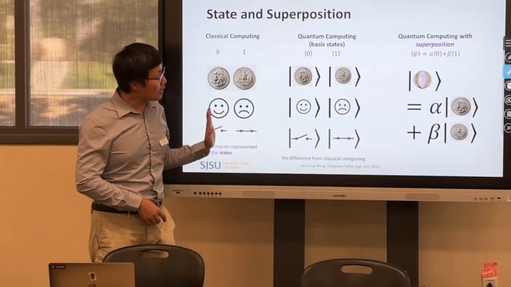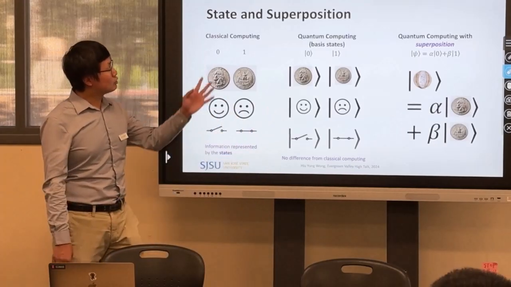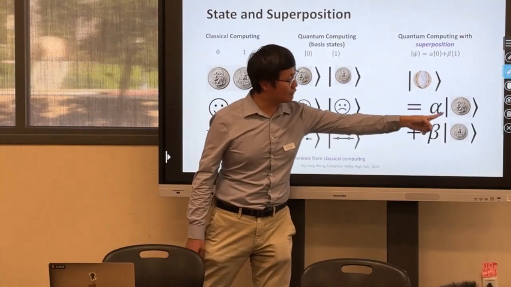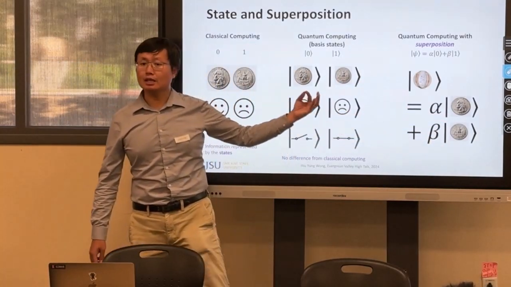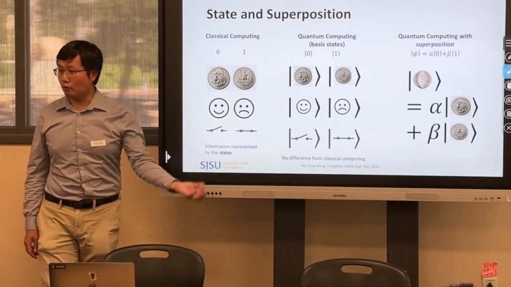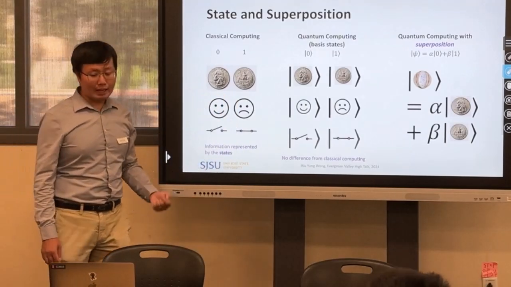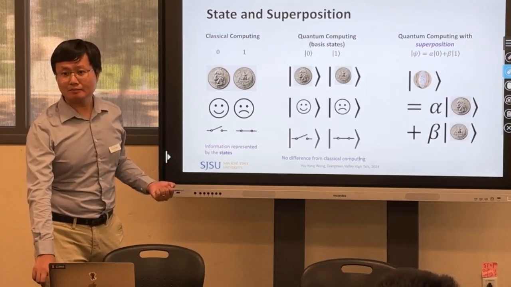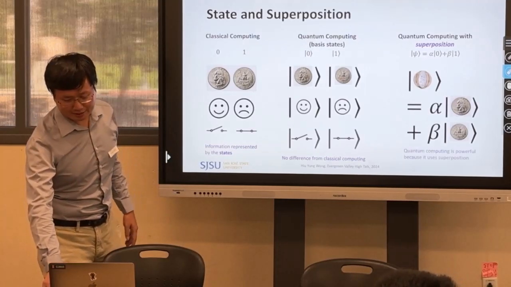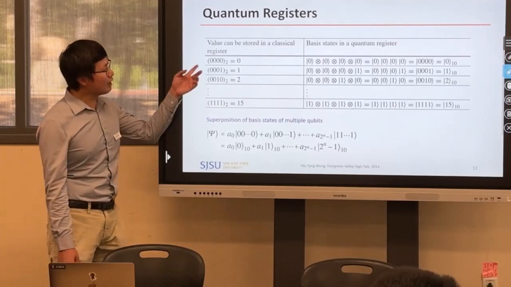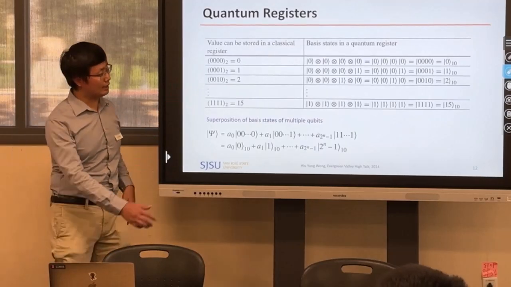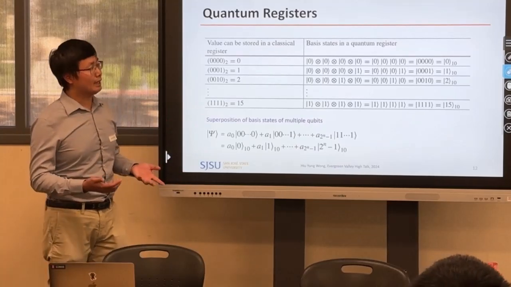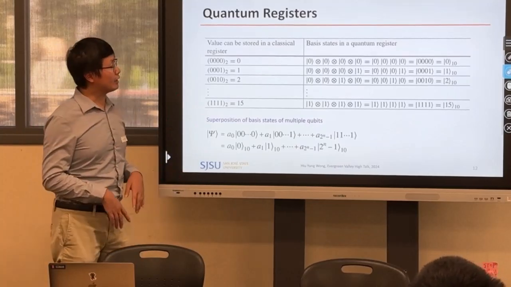So the main point I want to tell you is that superposition, which is a linear combination of the basis states, gives you the power of a quantum computer. Why is that? Any questions so far? Anyway, let's think about a classical register. If you're not familiar with binary numbers, you just try to feel what I'm saying. You don't need to understand everything.